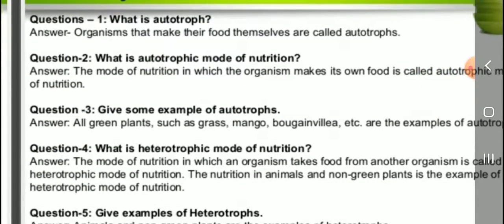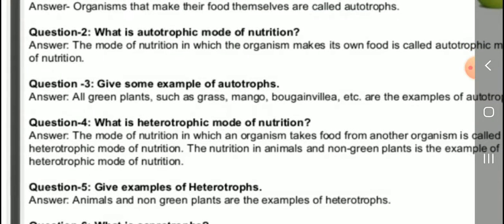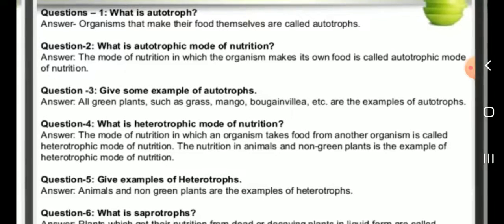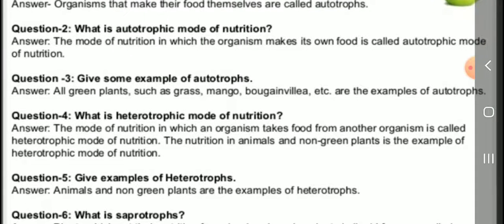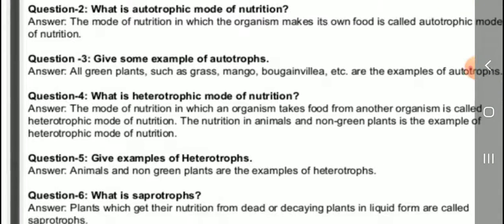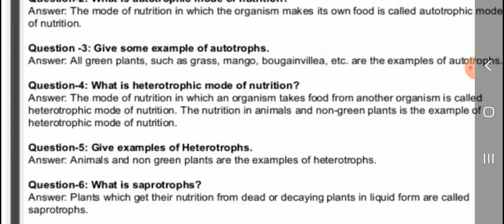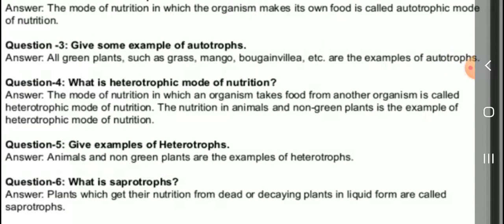Now we will discuss the questions and answers. What is an autotroph? Organisms that make their food themselves are called autotrophs. What is the autotrophic mode of nutrition? The mode of nutrition in which the organism makes its own food is called the autotrophic mode of nutrition. Give some examples of autotrophs. All green plants such as grass, mango, bougainvillea, etc. are examples of autotrophs.